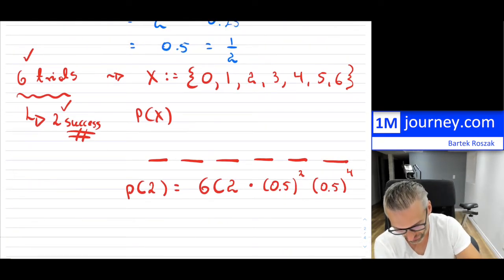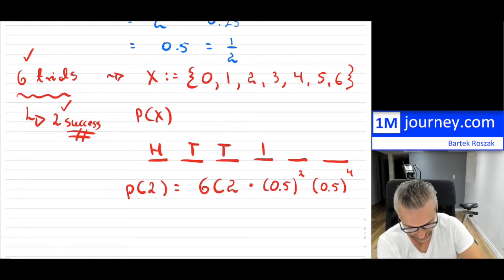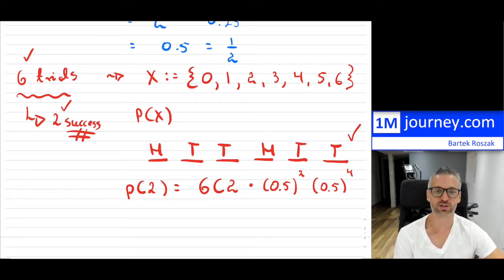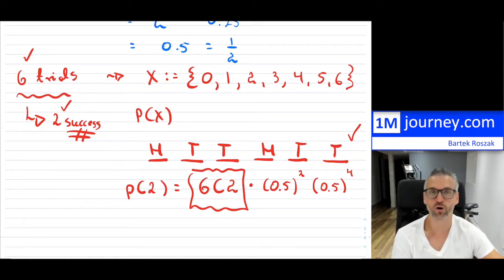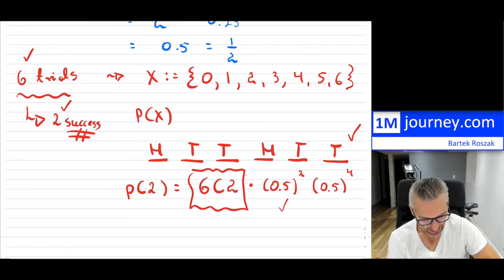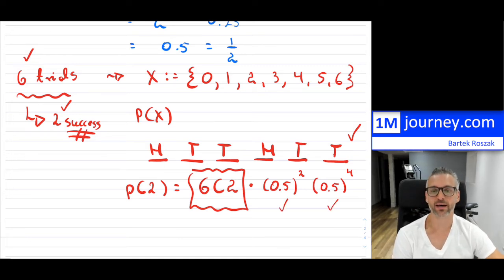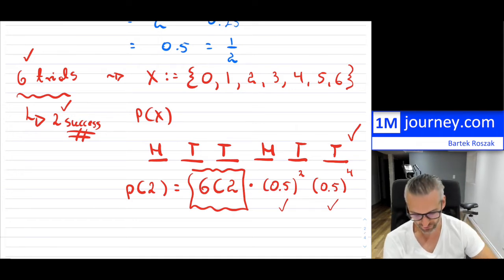That shouldn't surprise you, because you could have, for instance, a heads, tails, tails, heads, tails, and tails. This is seeing 2 successes. But those heads don't have to be in the 1st and 4th position. They can be in many other positions. This counting takes care of all of those possibilities for us, so we have 6 choose 2 possibilities. And within here is the remaining amounts in terms of the probabilities.